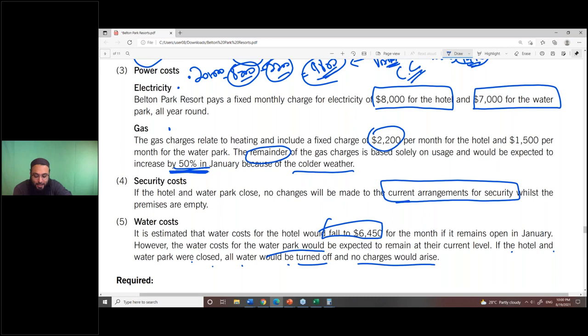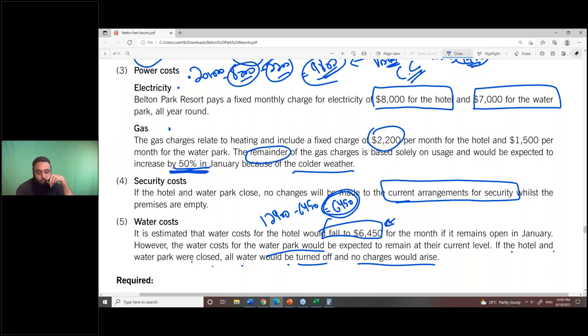So it says that it is estimated that the water cost for the hotel would fall to 6450, from 12,900. This will fall to 6450, which means 6450 is what you have to bear in any case, whether you continue or discontinue it. So how much you will save here is the other 6450, right? It's the same figure. So the other 6450 is what you're going to save, and that's your incremental.